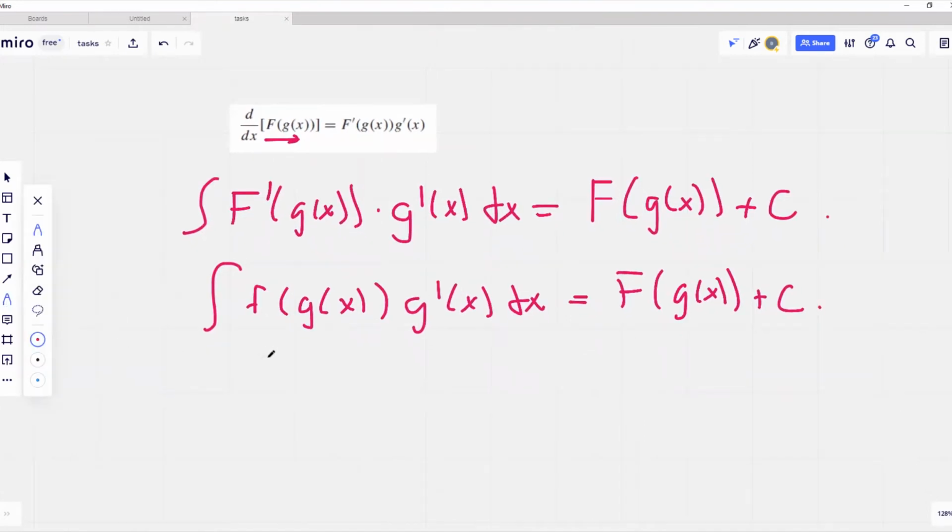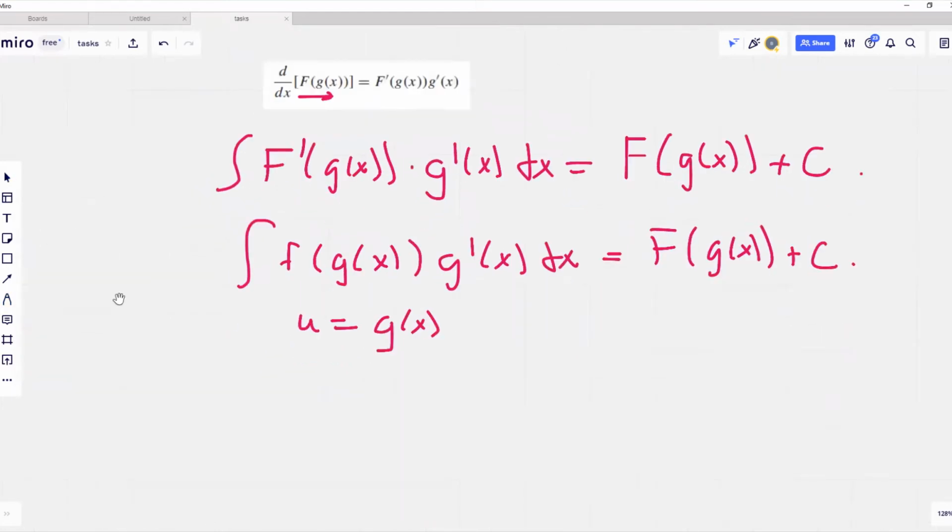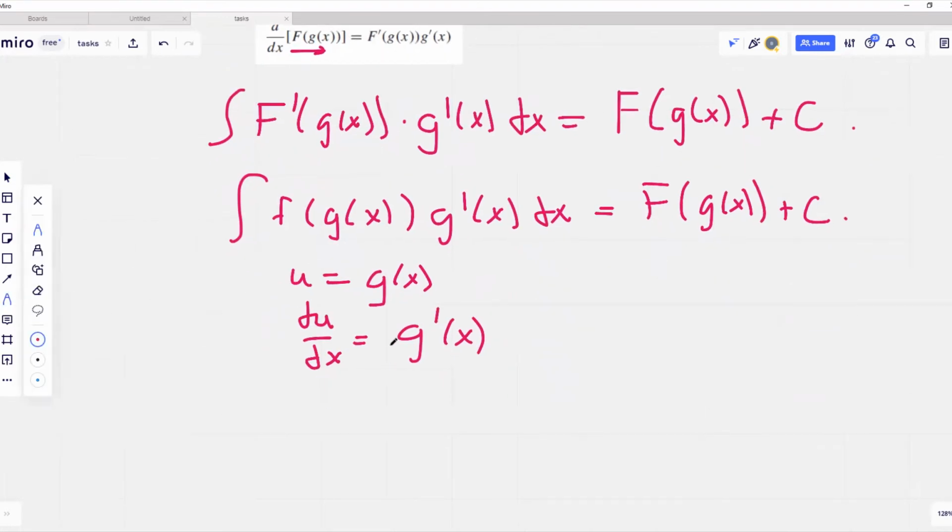Now, here is the step where we introduce substitution. Let's substitute u instead of the function g of x. If we take the derivative of u with respect to x, it is equal to g prime of x. Rewriting this equation in differential form, we'll have du equal to g prime of x multiplied by dx.